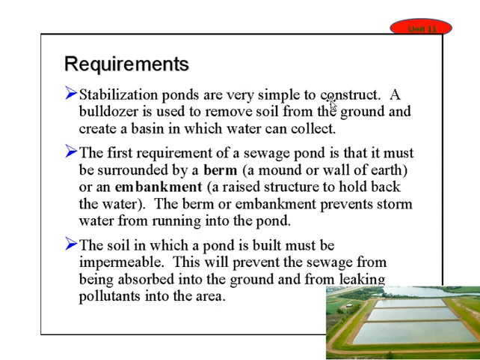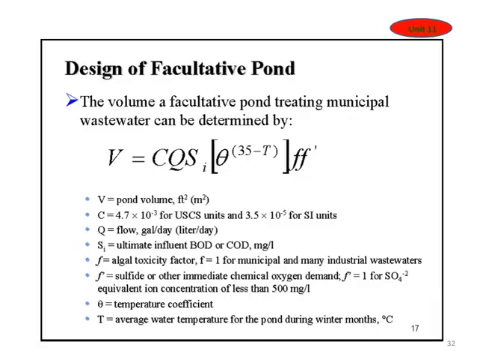These stabilization ponds are simple to construct because you have to just dig. A bulldozer is used to remove the soil from the ground and create a basin in which water can be collected. The first requirement of the sewage pond is that it must be surrounded by a berm. You should provide a border here, so maybe the rainwater cannot go inside, right? It will also prevent animals and other things from going inside, right? So this berm is very important. Also at the bottom we should provide clay or some lining, so this wastewater cannot leak into the groundwater, so it cannot cause pollution in the groundwater.